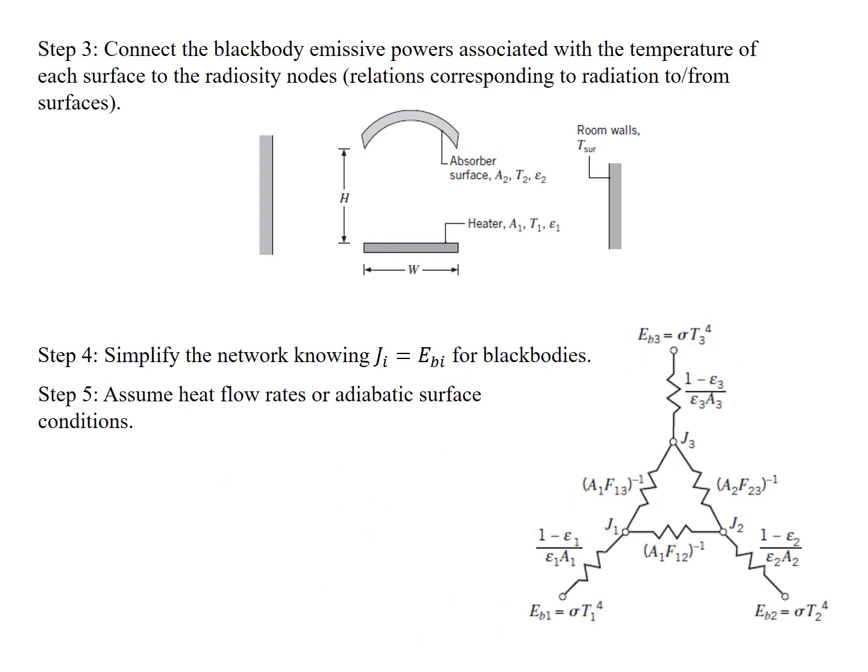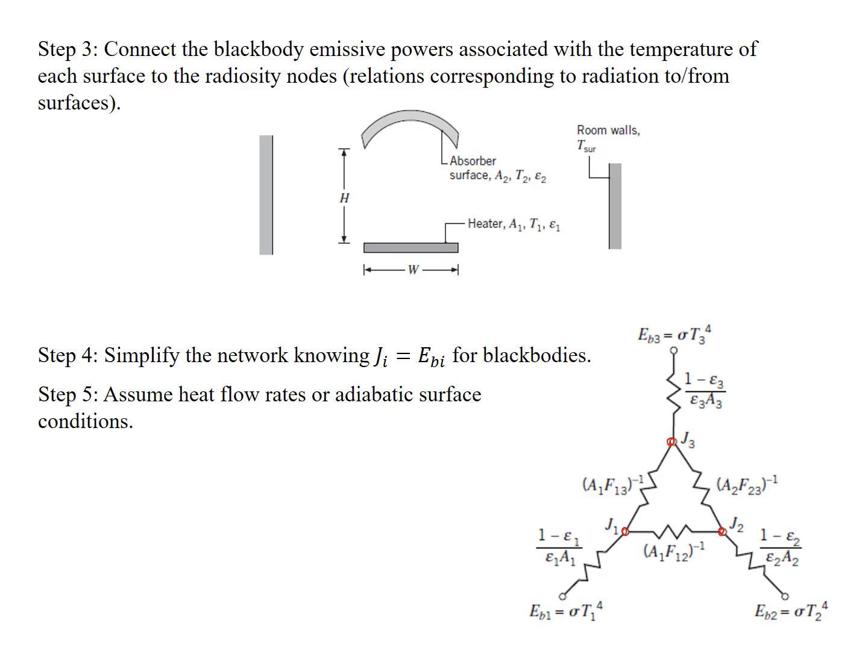So in step 3, we are connecting the black body emissive powers associated with the temperature of each surface to the radiosity nodes of each surface. The radiosity nodes, we've already set them up from the previous slide, J1, J2, and J3. And in between the radiosities, we set up the radiation resistance that depended on the geometry of the surfaces and their orientation towards one another, basically their view factor and their areas.